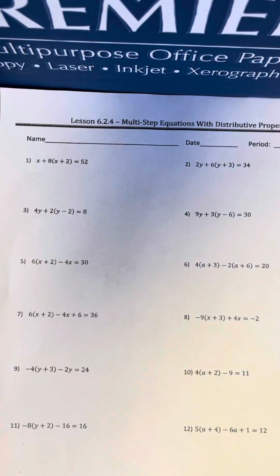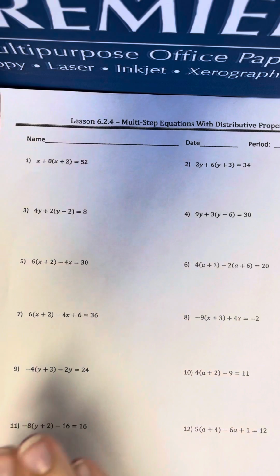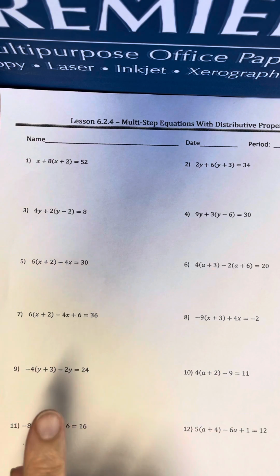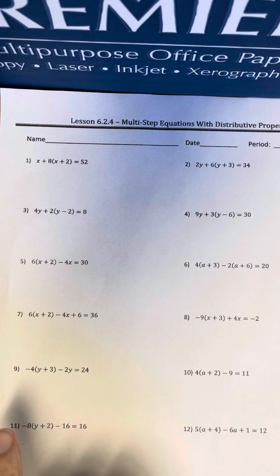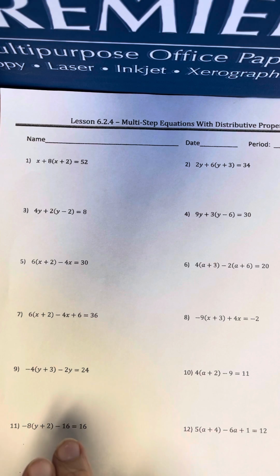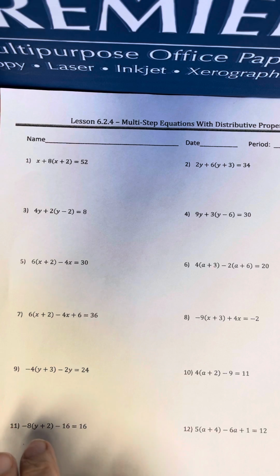Okay, so today's assignment is focused on multiple step equations using the distributive property. Just starting simple, remember there's basically 3 steps that you want to follow. One, you distribute. Remember, distribute means to multiply. Second step, we're going to combine our like terms. And then the third step is to solve the algebraic equation.